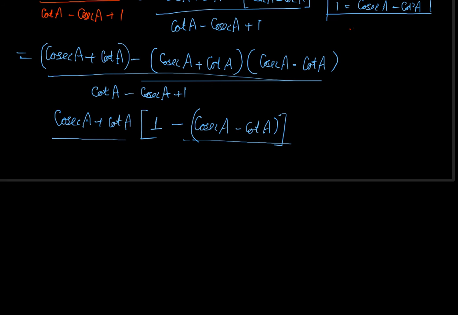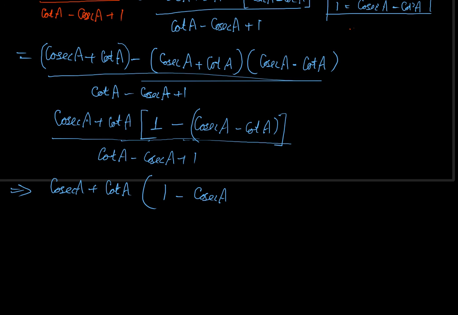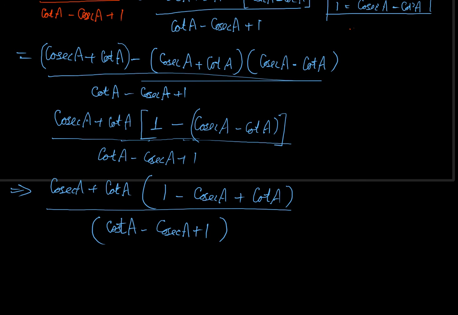This whole divided by cot A minus cosec A plus 1. We can simplify this as cosec A plus cot A times 1. Now we can multiply negative to both: negative 1 minus cosec A, and negative times negative will be plus cot A. This whole thing divided by cot A minus cosec A plus 1. Now you can see a very similar thing here: 1 minus cosec A plus cot A in both. So we can cancel this whole thing, and you will get cosec A plus cot A as the answer.